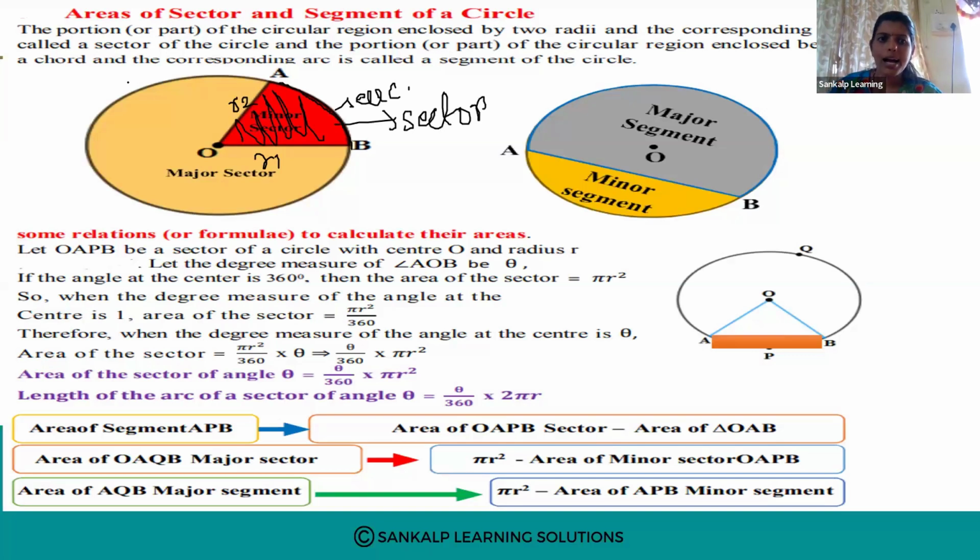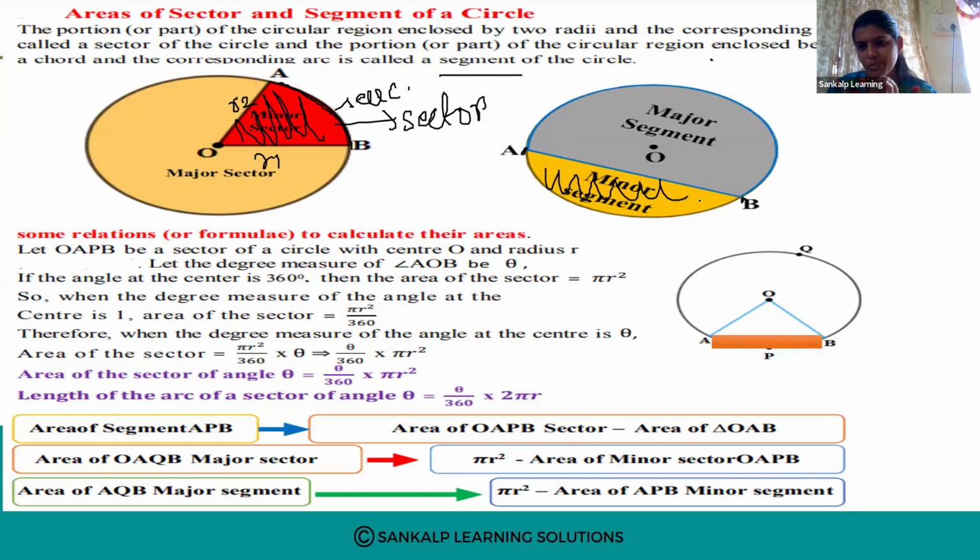sector. Okay, and the portion of the circular region enclosed between chord and the corresponding arc is called segment. So this is the difference between sector and segment. So in a sector we are going to consider 2 radii, but in case of segment we are considering 1 chord. So this is 1 chord, A and B is chord, and this A to B is an arc, right? So the area enclosed between chord and the corresponding arc. So this is chord and this is arc. This part we call it a segment.